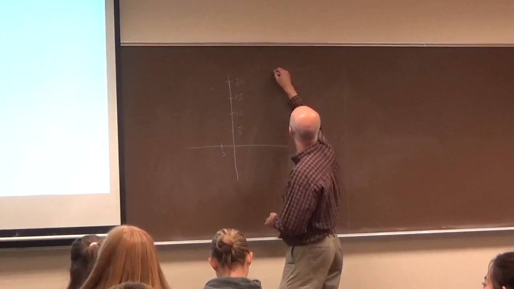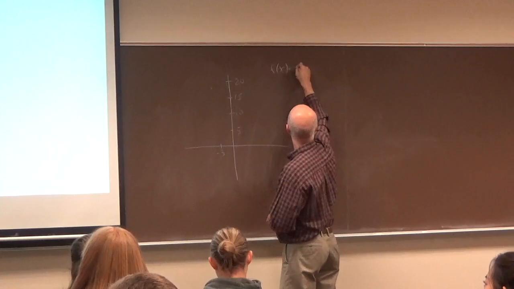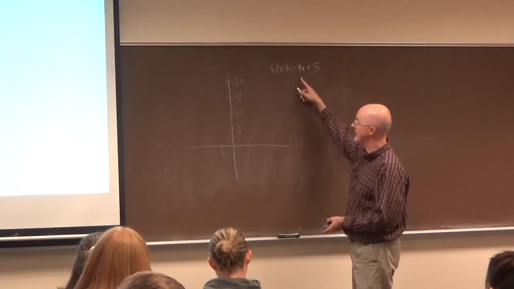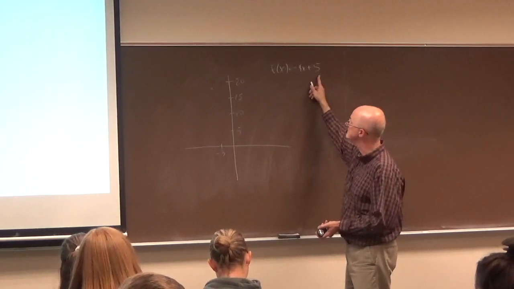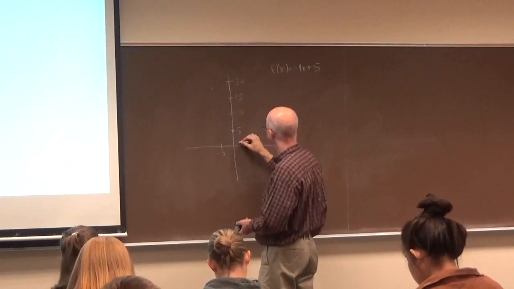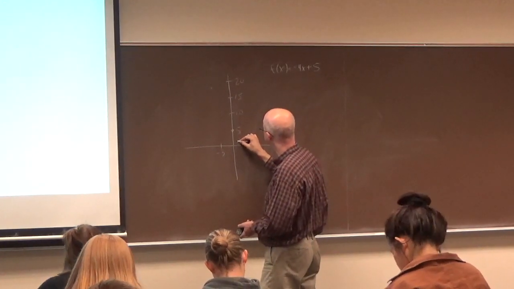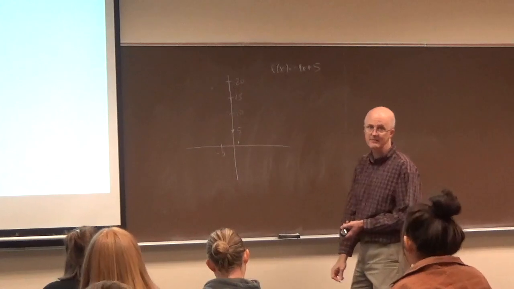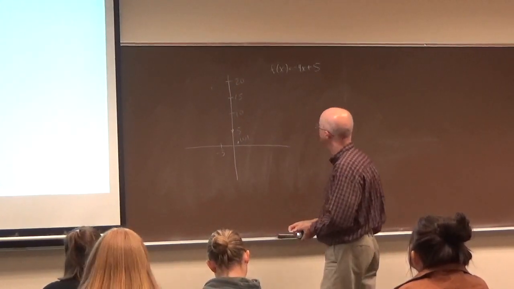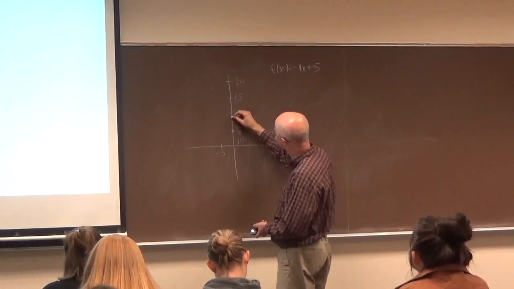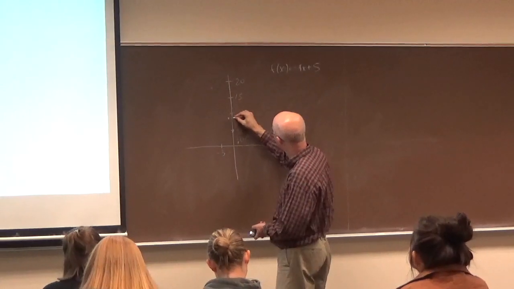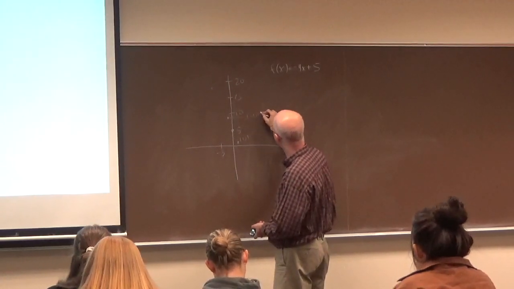This is a linear function. F of x equals negative 4x plus 5. Its graph is a straight line with a slope of negative 4 and a y-intercept of 5. It goes to the point 0, 5. It would also go through the point 1, 1, because the slope is negative 4. That'd be the point 1, 1 there. It also goes to the point negative 1, 9. That point has coordinates negative 1, 9.